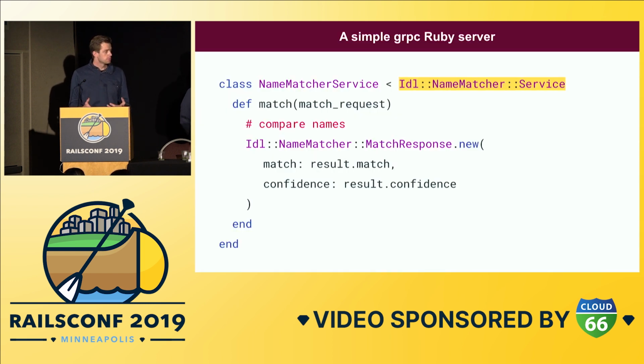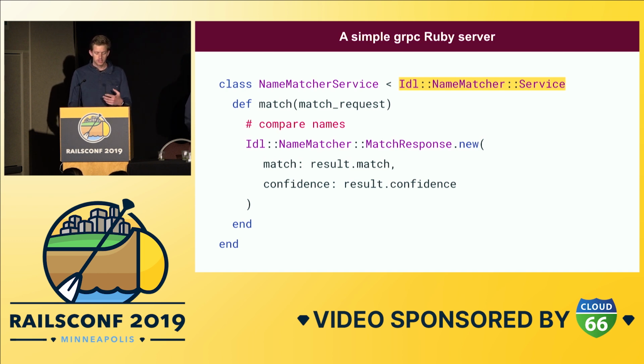So a very simple Ruby example looks like this. From the auto-generated code, you now have a service stub that you can start to inherit from. In this case, it's going to be called IDL name matcher service. And this service expects you to define a method that maps to the definition file you just created earlier. So we need to create a method def match that takes match request.